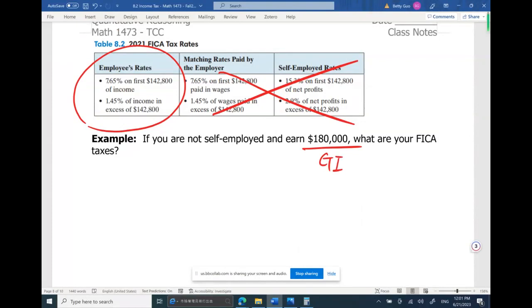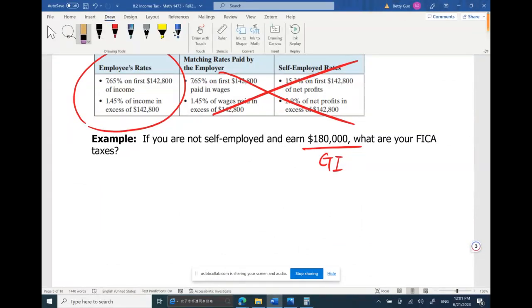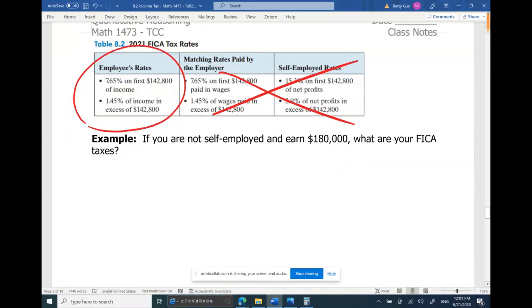Remember I mentioned earlier the main difference, calculation-wise, between finding federal income tax and FICA: you apply the federal income tax rate on your taxable income, but you apply the FICA rate directly on your gross income. So here the gross income is given. We don't have to find an AGI or taxable income. We just need a gross income. What are your FICA taxes? Your gross income is $180,000.